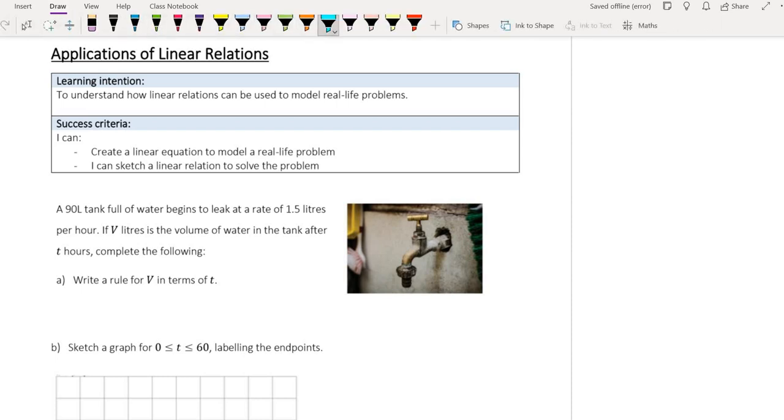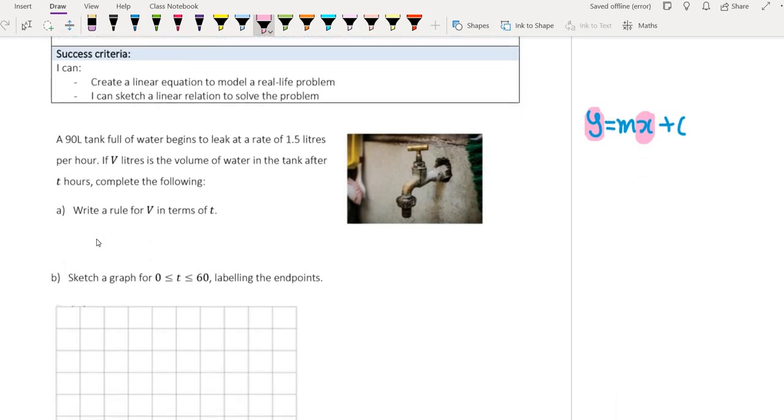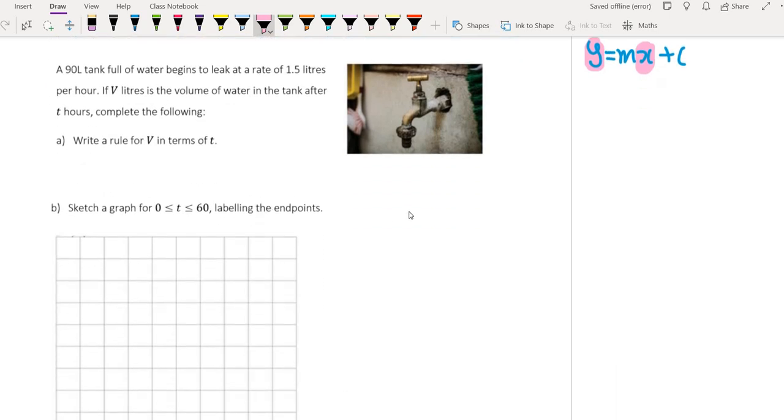Alright, in this lesson we're looking at some applications using our linear skills. The only thing that's going to be different is that we're still following the same relationship, but instead of x and y, we might have different letters to represent different scenarios. We're following the same idea. So here is a scenario that we're going to look at together.